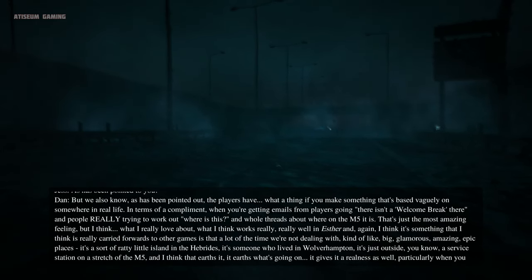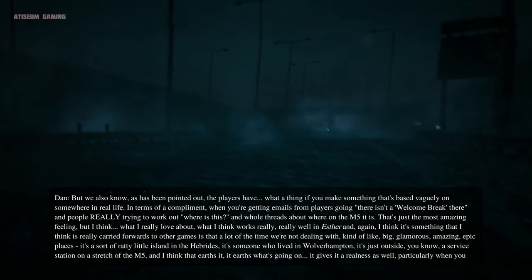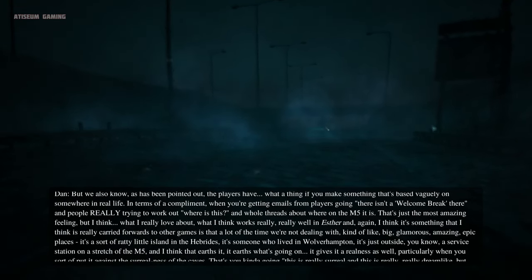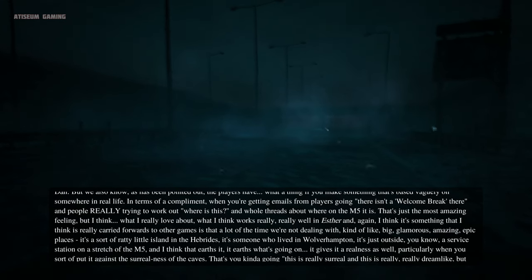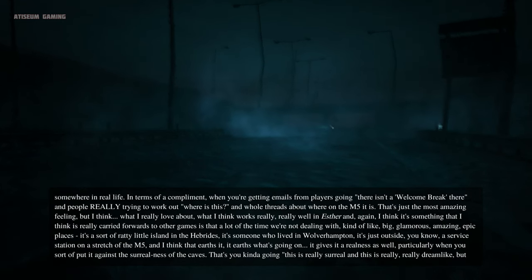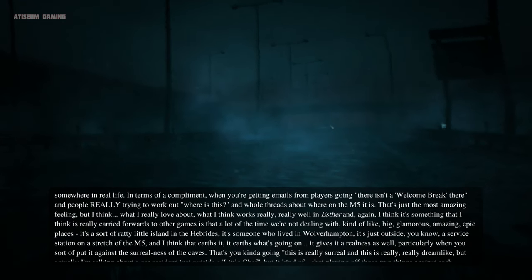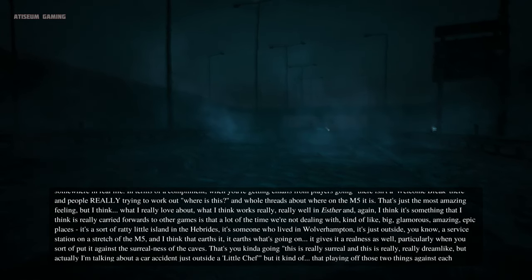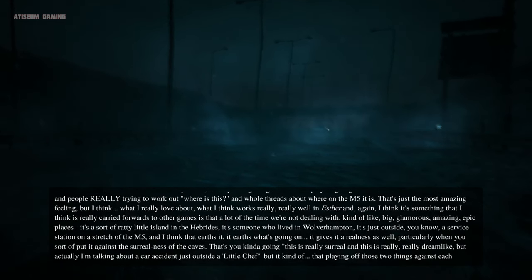But what I really love, what I think works really well in Esther, and something that I think is carried forward to our other games, is that a lot of the time we're not dealing with big, glamorous, amazing, epic places. It's a ratty little island in the Hebrides. It's someone who lived in Wolverhampton. It's just outside a service station on a stretch of the M5.